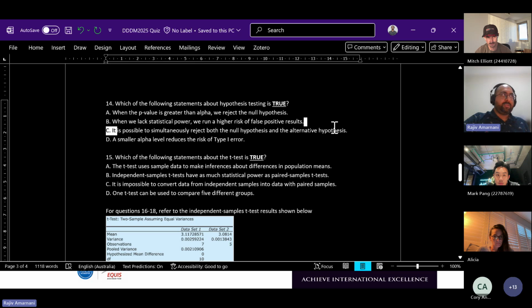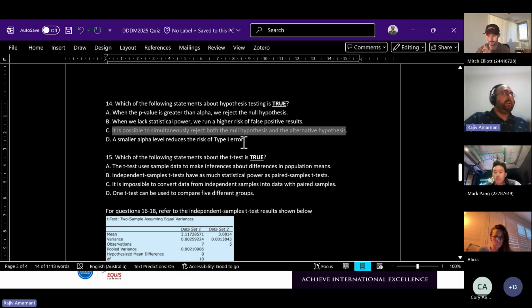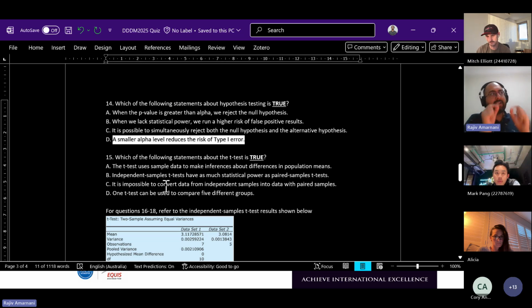It is impossible to simultaneously reject both hypotheses. The way hypothesis testing goes in statistics is we've set it up so that it's one or the other. You either reject it or you don't. A smaller alpha level reduces the risk of type 1 error. That is true. So if you want to be extra sure, then you go with p less than 0.005. Yeah, you're extra sure.